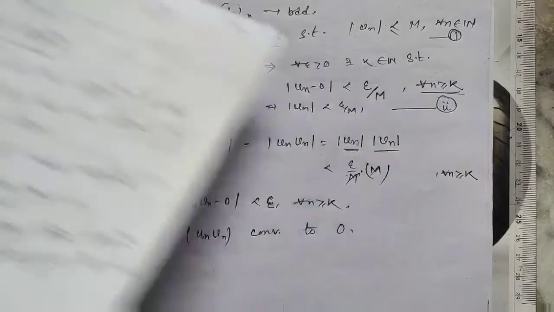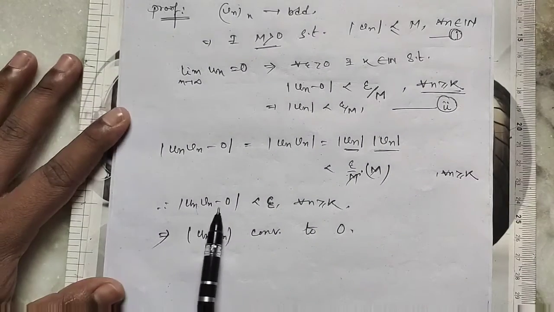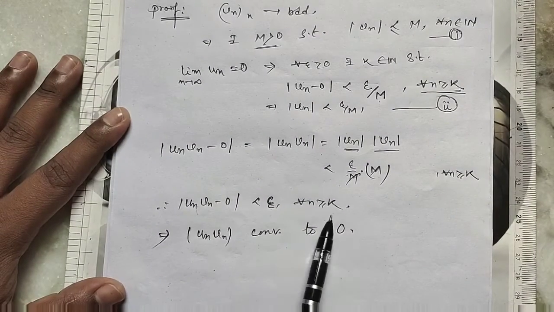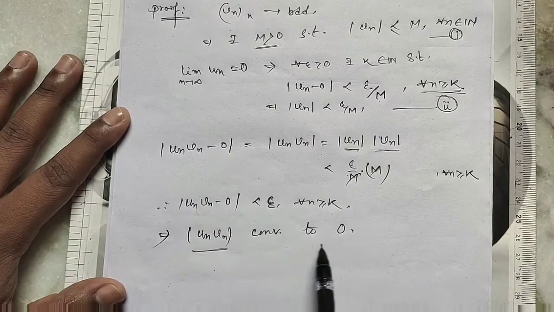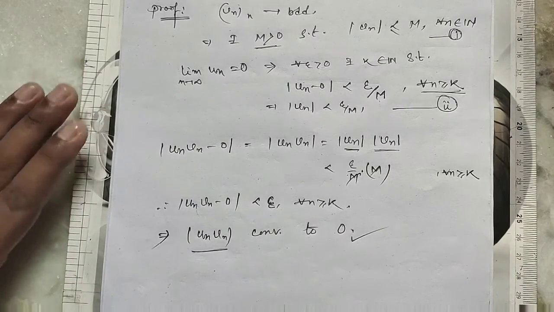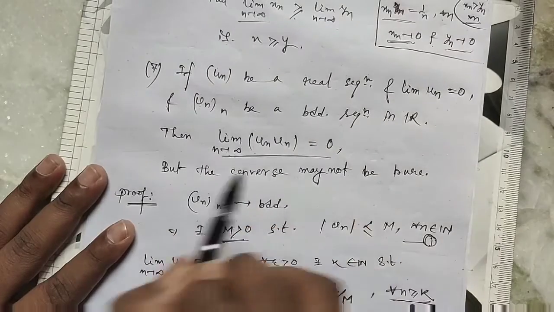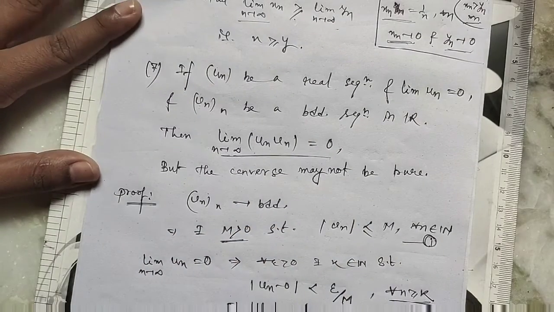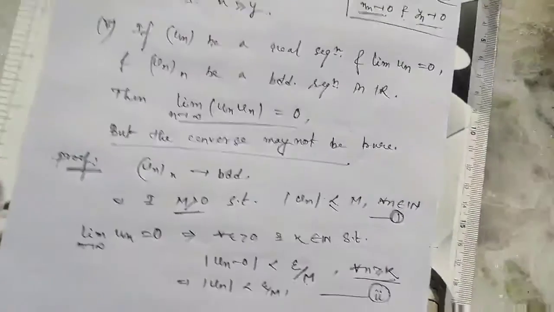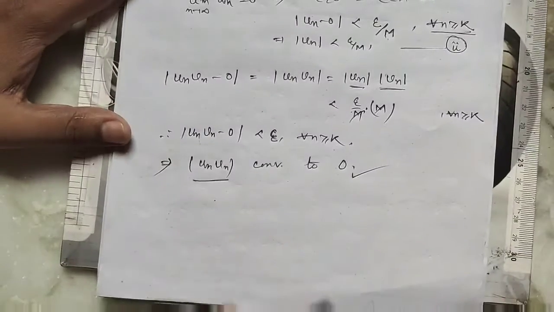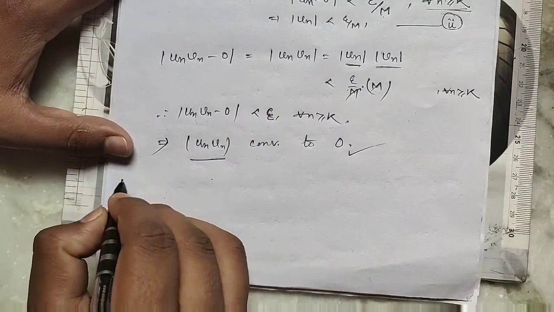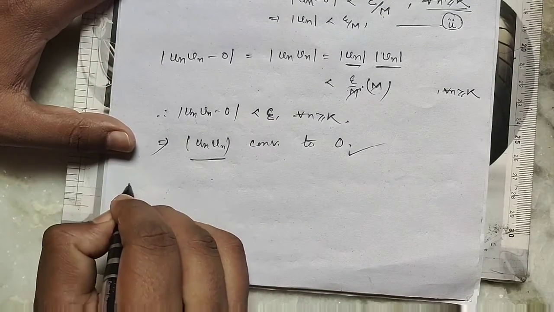Okay, so we prove mod of un vn minus 0 less than epsilon for all n greater than or equal to k. So the sequence converges to 0. Clear? So the sequence converges to 0, limit un vn equal to 0. Clear? But the converse may not be true. So we can take the example.